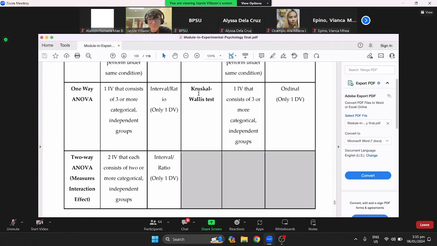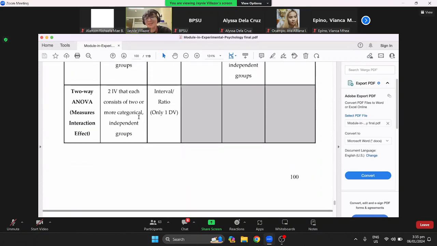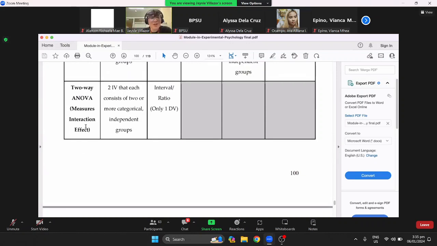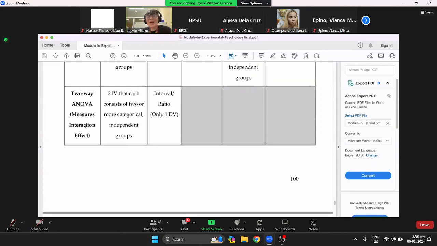Okay? Paulit-ulit ako para kung silang plaka, para yung retention mas matagal. Okay po? Yan. And then last, hindi pala last, marami pa pala. Okay, kaya to. Two-way ANOVA. Dito sa two-way ANOVA naman, or also known as interaction effect, ilan daw ang independent variable ni two-way ANOVA?